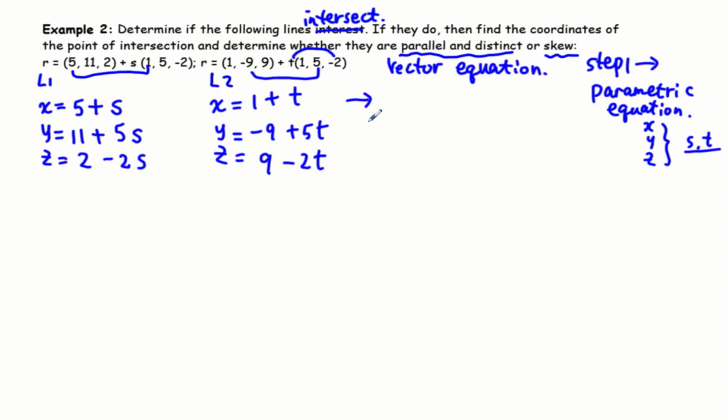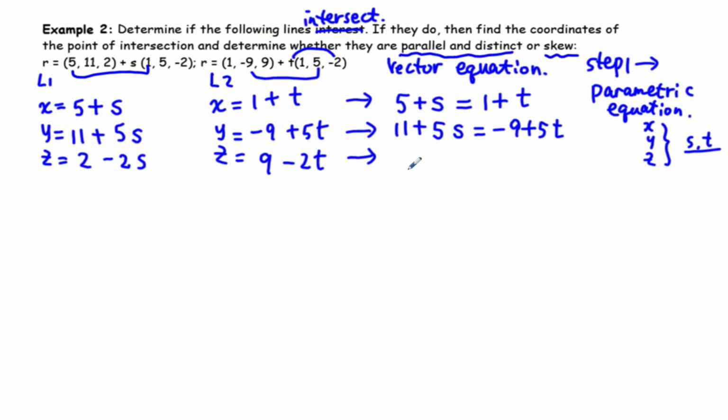Then we want to find the point of intersection. It means x equals y equals z. So 5 plus s equals 1 plus t. 11 plus 5s equals negative 9 plus 5t. And 2 minus 2 times s equals 9 minus 2 times t. So equation 1, 2, 3.